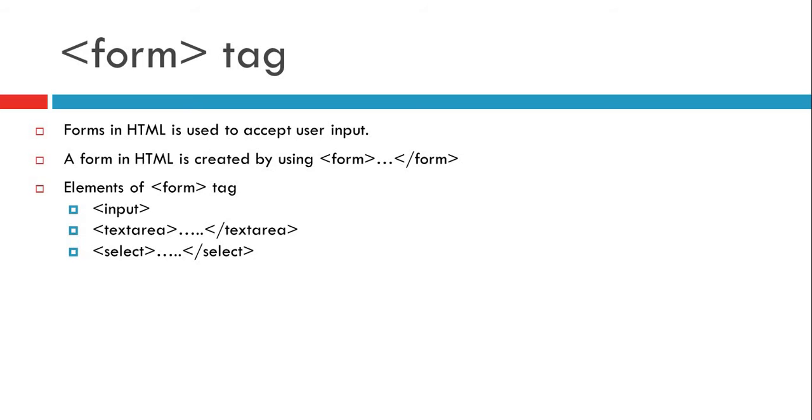The last one is select. Select is also a paired tag. It has a closing also. Select tag is used to create drop-down lists. With the select tag, we have to use the option tag also. Students, we are going to learn all these elements individually. But before that, we have to learn some attributes of the form tag.